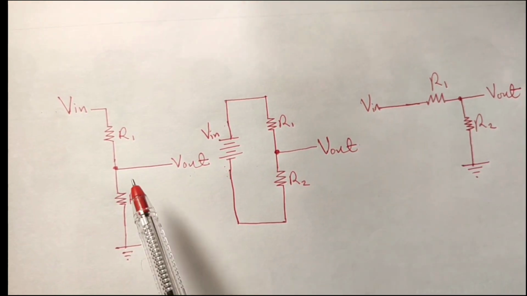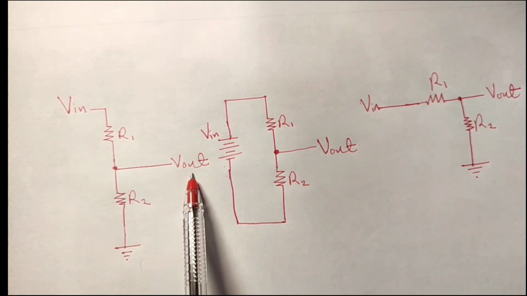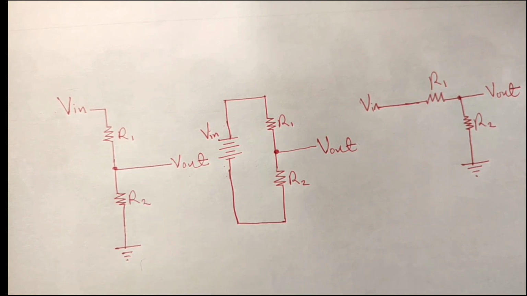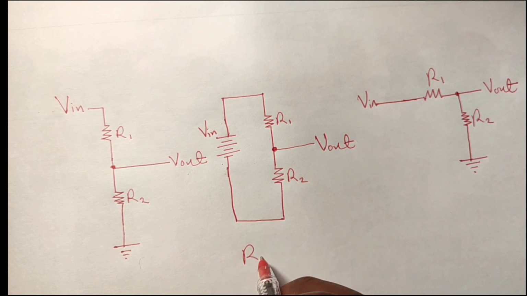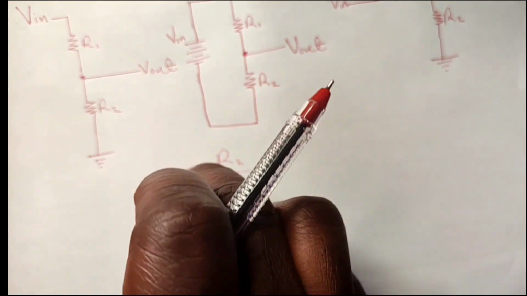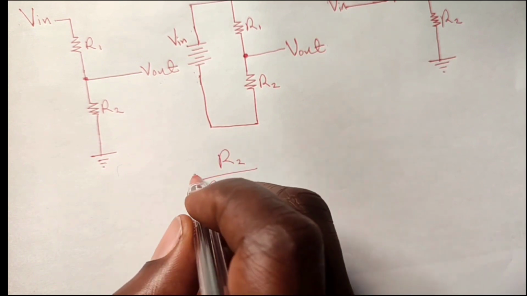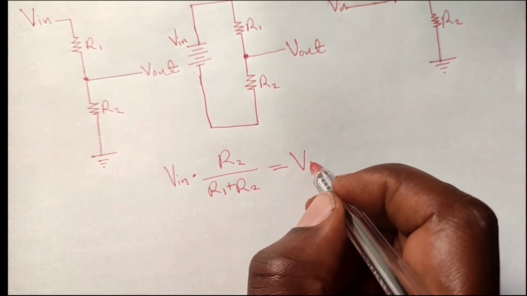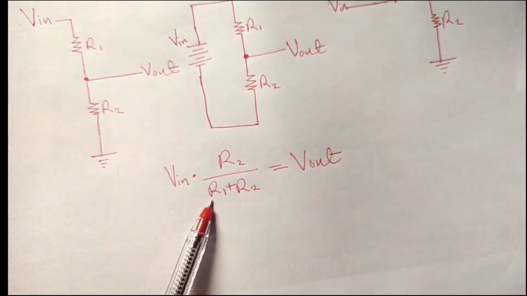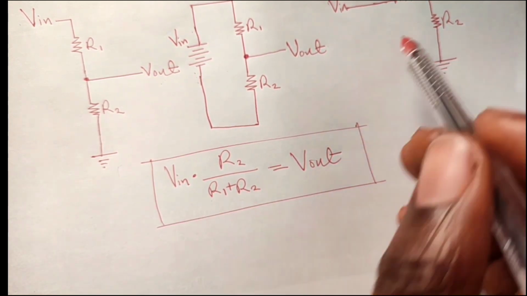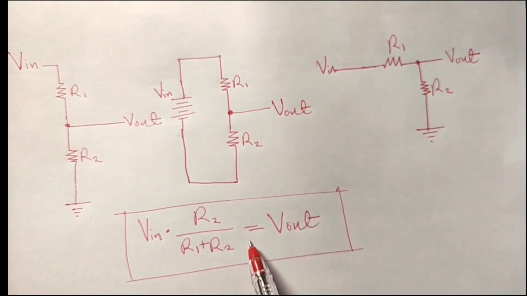Now, there is a relationship between the V in and V out, and it is a function of a ratio. The ratio is normally R2 all over R1 plus R2. This ratio is what is multiplied by your V in to get a value called V out. This is your voltage divider equation. These are the voltage divider circuit, and then this is the equation.